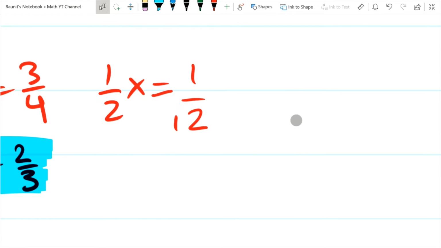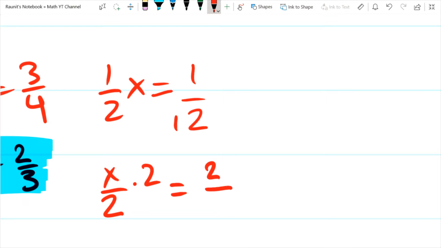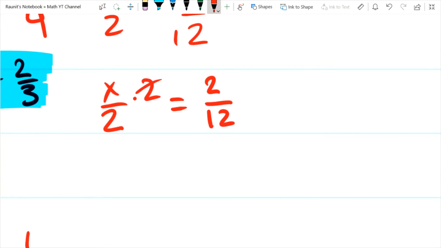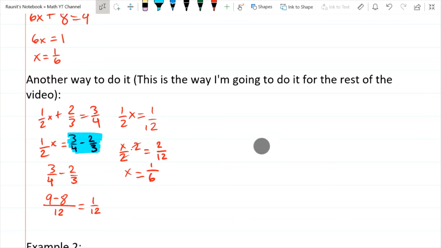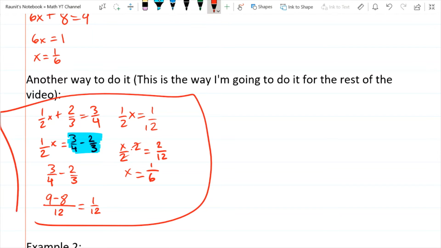Anyway, let's go over here, and now we're going to multiply both sides by 2. Remember that 1/2 x is also equal to x/2. So then we get x/2 times 2 is equal to 1/12 times 2, which is 2/12. I'm just going to write 2/12 like this. We know that the 2s cancel out, and we're going to get x equals, and since this 2 goes into 12 6 times, we're going to simplify it and get 1/6. So as you can see, we got the same answer, it's just 2 different methods. So this is the method I'm going to use.